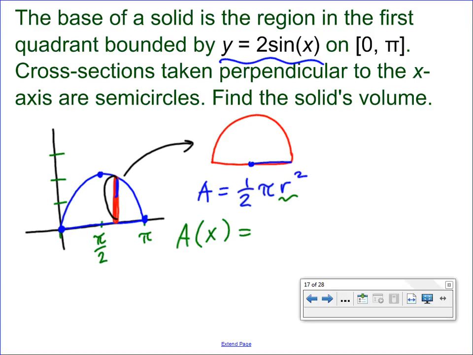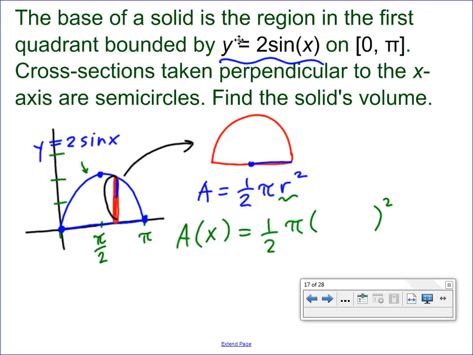So I'll keep my 1/2. I'll keep my pi. But I'll rewrite my r in terms of x by considering the relationship with my original base. I know that blue boundary curve was given by y equals 2 sine of x. So the blue boundary curve is y equals 2 sine of x. No matter where I draw that, the radius of my semicircle is half of the diameter of the semicircle, which is given by the function value y itself.